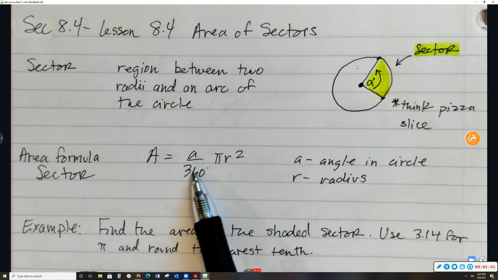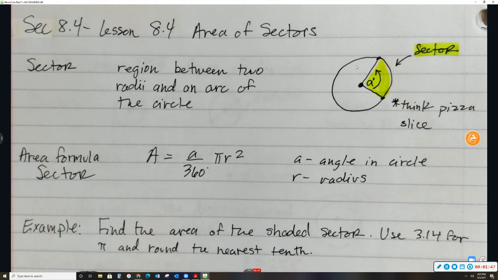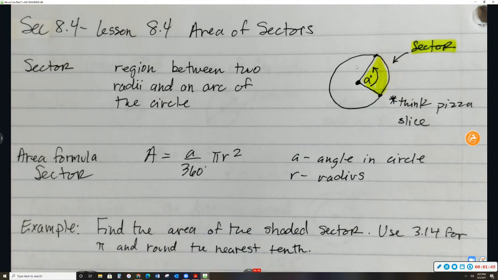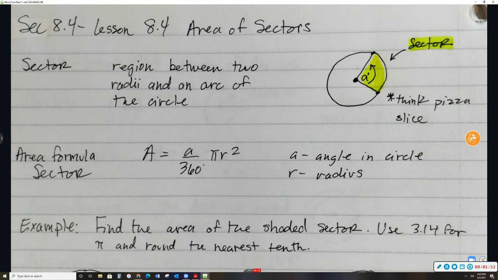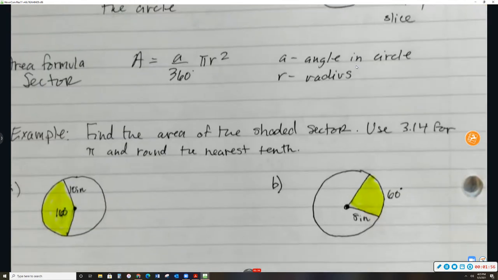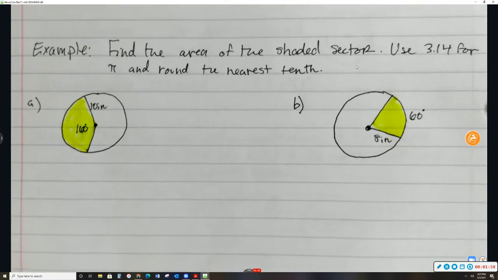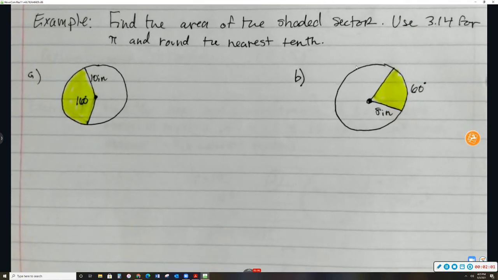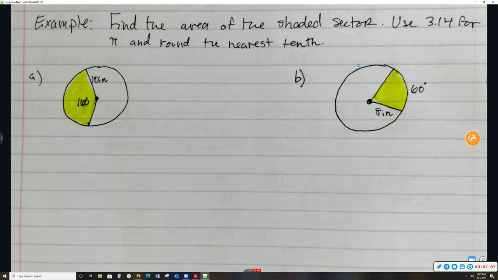So just write this down somewhere. Make sure you have it handy, and you won't have to memorize it. Pause this to copy it. I'm going to lower it to do the examples. And then the two examples: just find the area of the shaded sector, use 3.14 for pi, and round to the nearest tenth. Pause this if you need time to copy it. I am going to start solving it.